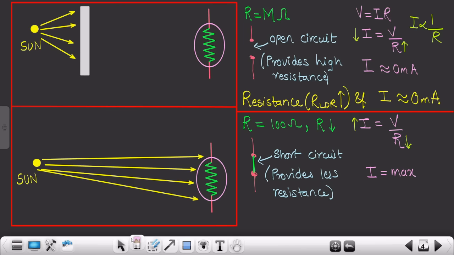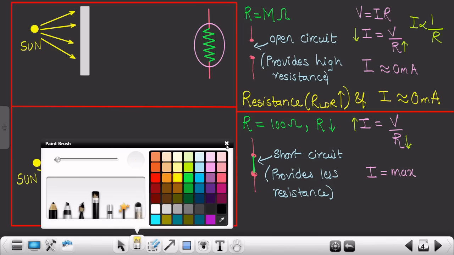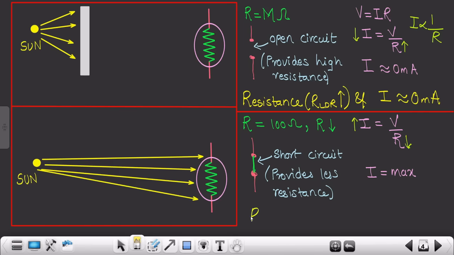Great, so this is the conclusion. R_LDR decreases, and the value of the current is almost maximum as compared to the previous case. This is the conclusion from my side, just by understanding this particular concept.